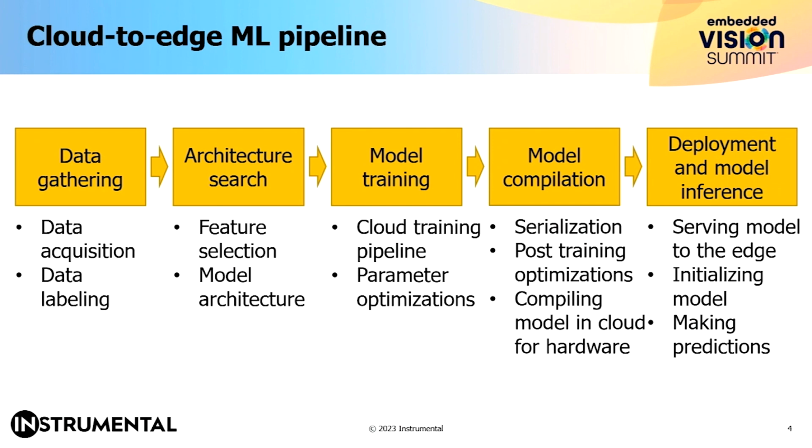So when you organize your machine learning pipeline to train models and deploy them to the edge, it's effectively a multi-step process. You gather data, you choose model architecture, you train the model, compile the model for your hardware, and finally you have infrastructure for deploying the model to the edge and actually running it.